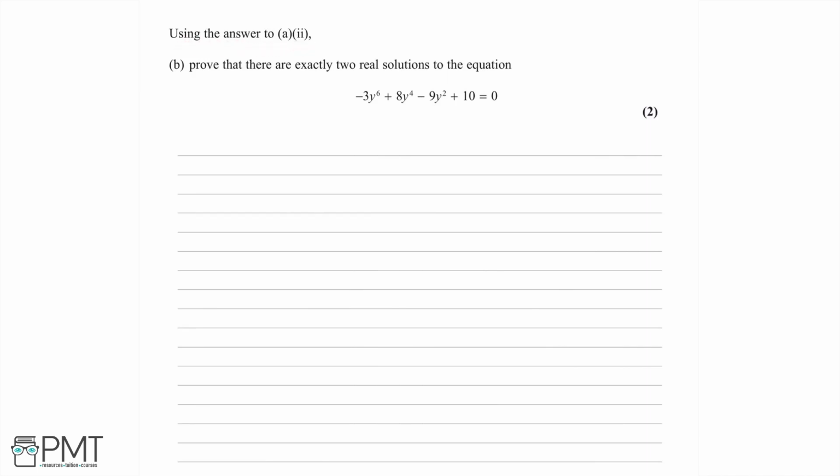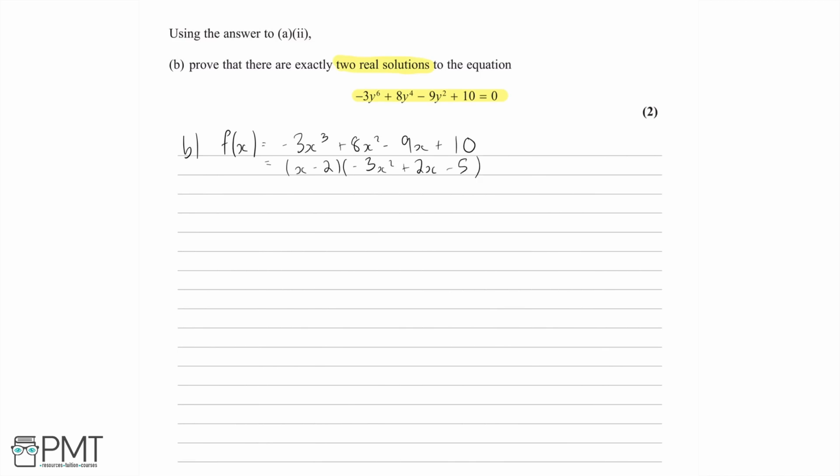Using the answer to part A, part 2, prove that there are exactly 2 real solutions to this equation here: minus 3y to the 6 plus 8y to the 4 minus 9y squared plus 10 equals 0. Well, first, what did we have from part A, part 2? We said f of x, which is minus 3x cubed plus 8x squared minus 9x plus 10, can be factorized as x minus 2 times minus 3x squared plus 2x minus 5.